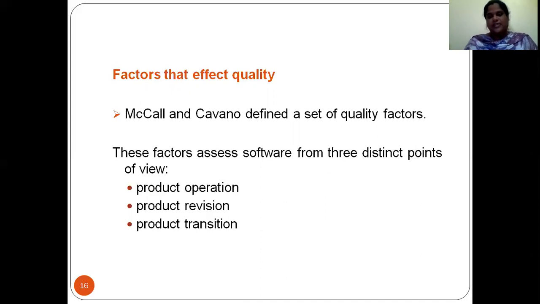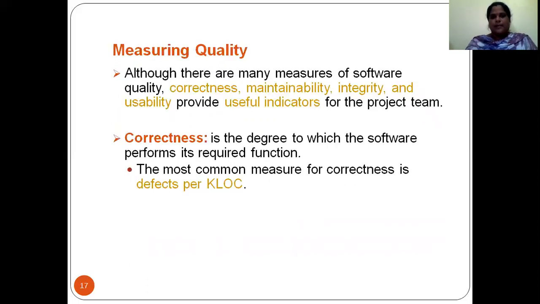Product revision: after building the product, you will go for revision of the product. You will check the entire product, and that comes under product revision. Transition: if there are any changes in the product, then how the transition is done for that product comes under product transition. These three points will determine the effect on the quality. So first we will discuss this.